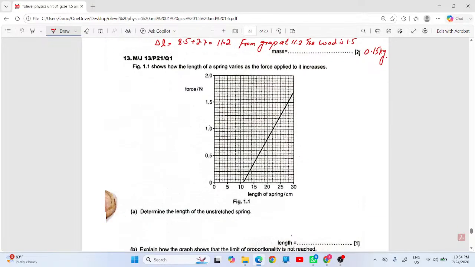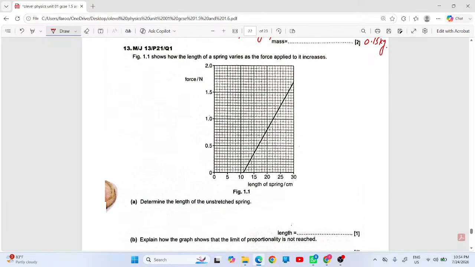Next is question number 13. Read it. Figure shows the length of a spring varies as the force applied to it increases. Determine the length of the unstretched spring. Unstretched length. So sir, at 0 force, it is 11.